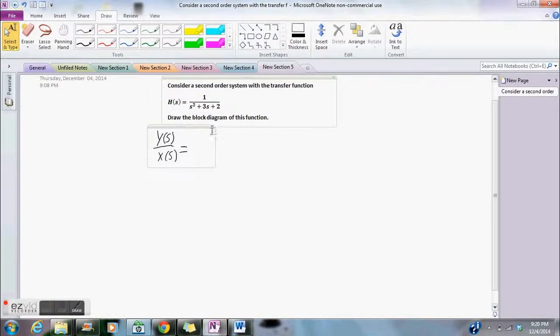Hello class, my name's Sam and today I'll be doing a second order system, and we're going to be trying to draw the block diagram of this function that you see before you.